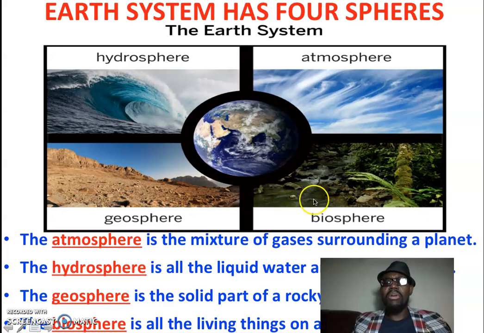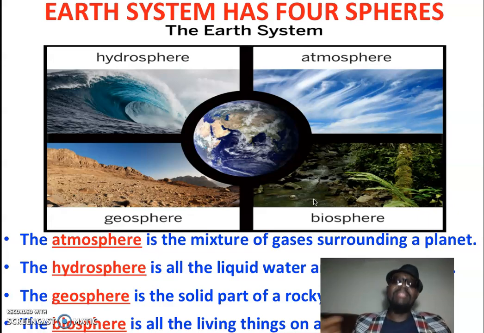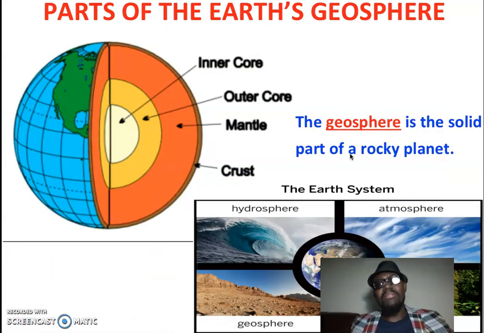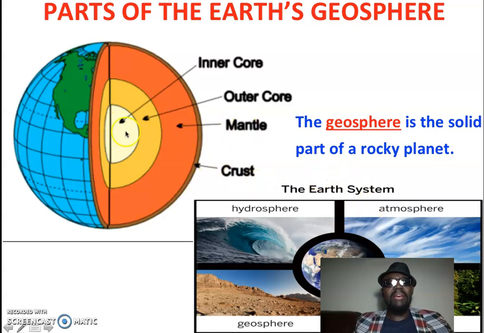And finally, we go to the biosphere. Remember, bio means what? Bio means life or living things. So biosphere is all the living things on the planet. And now we are going to take a closer look at the parts of the Earth's geosphere, which you should know for intermediate science exams.